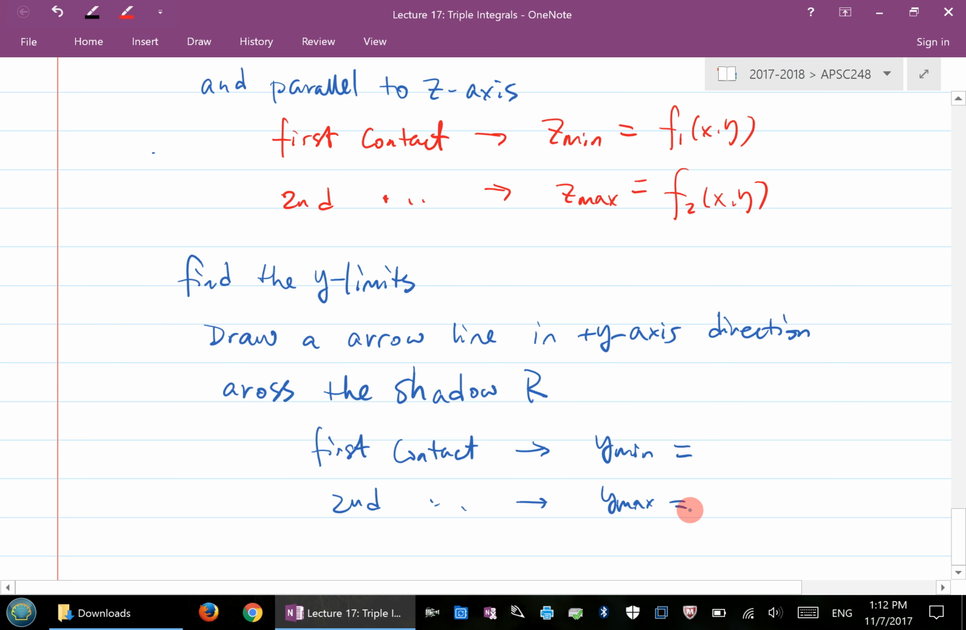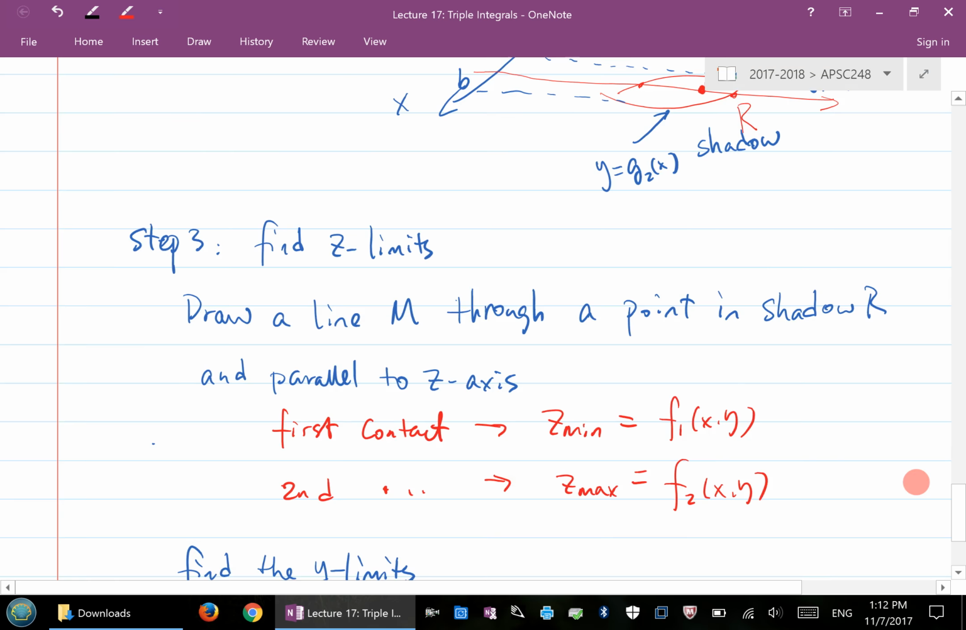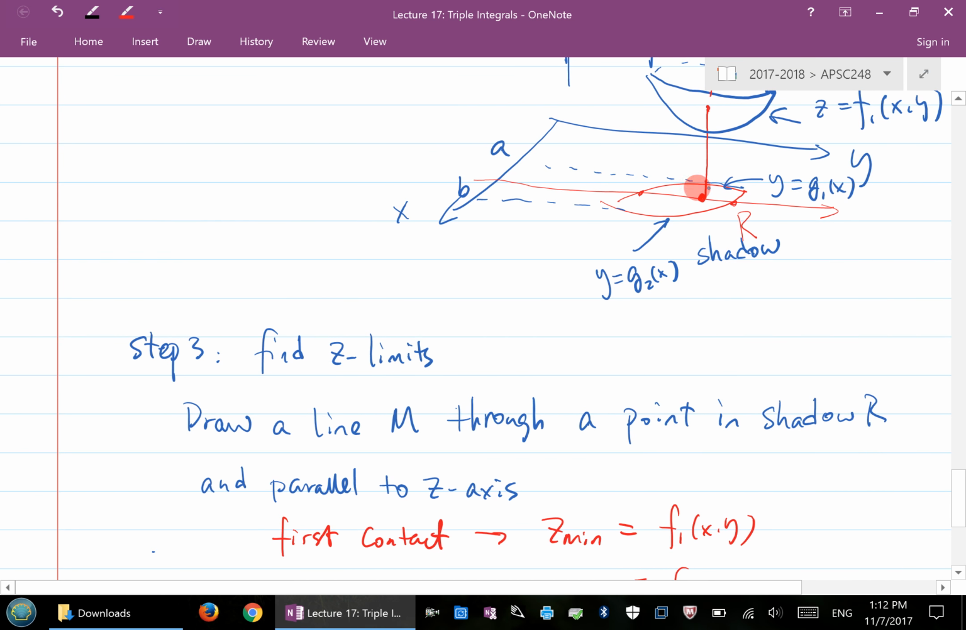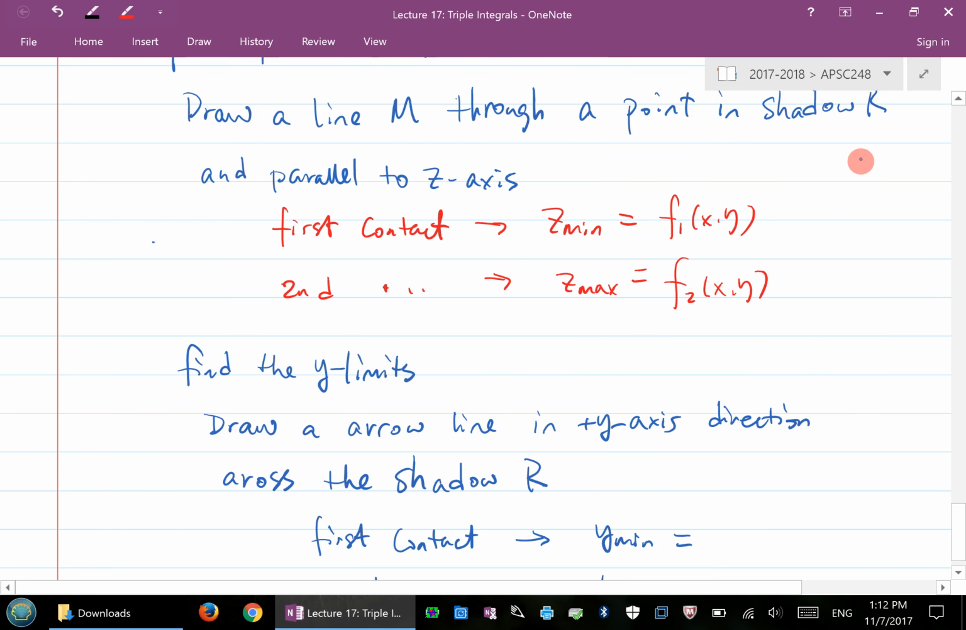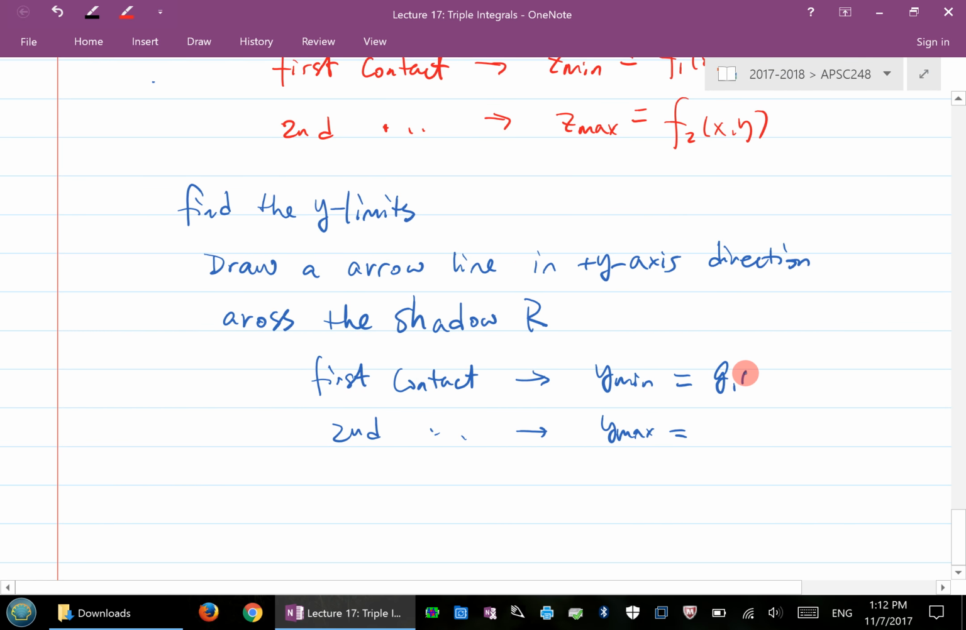So in this particular case, your y min is the bottom curve, which is g1(x), and your y max is the top curve, g2(x). Okay, that's your y limits.